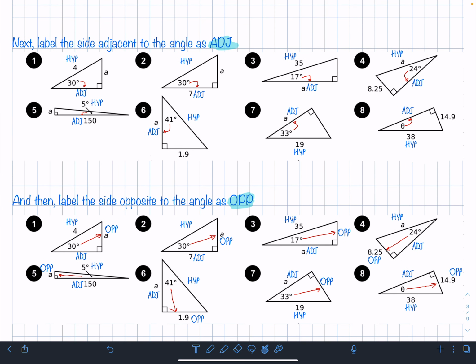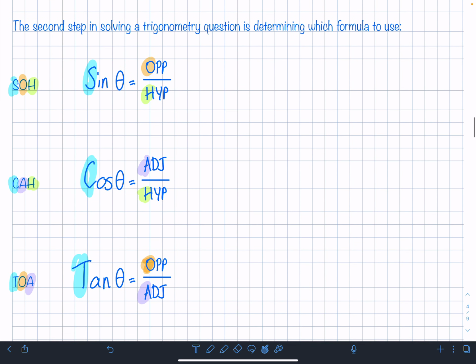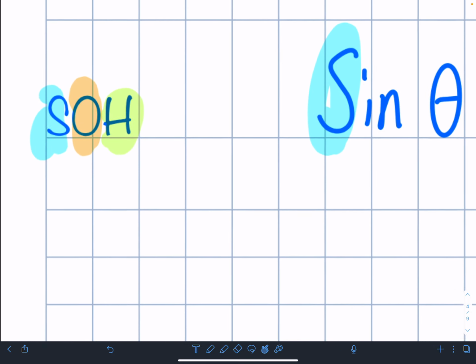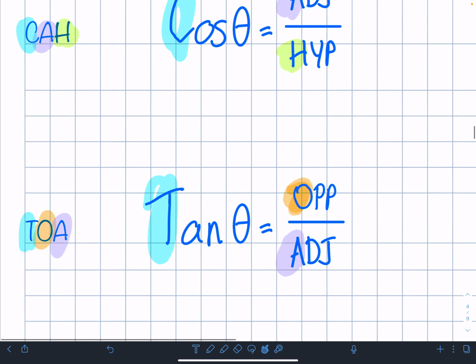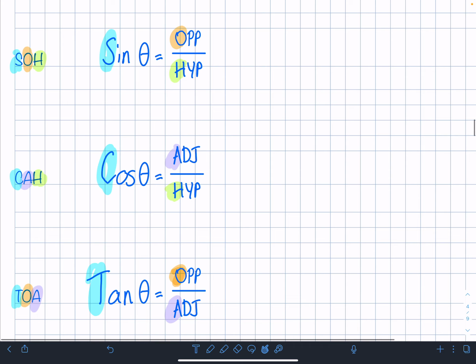Okay, once you've labelled sides, we move on to our second step in solving trigonometry questions, and that is knowing about something called SOHCAHTOA. So it's the SOH, CAH, and TOA, SOHCAHTOA. And that's a kind of an acronym for SOH is when you've got sine theta equals opposite over hypotenuse, or cos theta equals adjacent over hypotenuse, and tan theta equals opposite over adjacent.